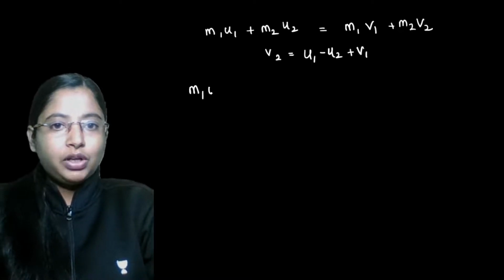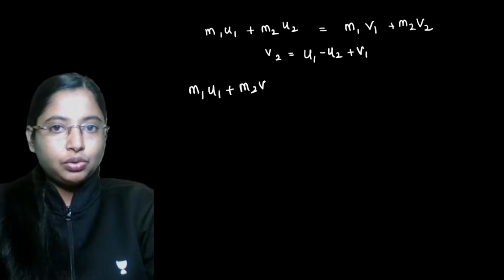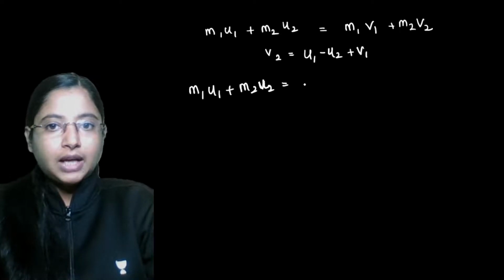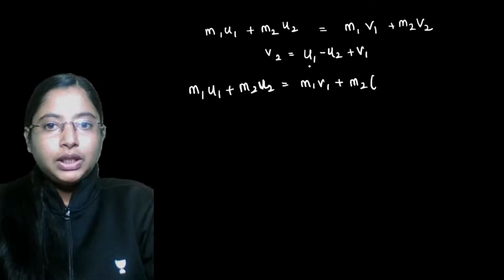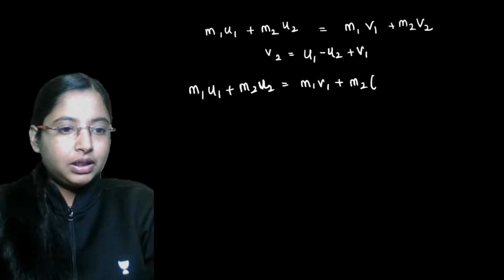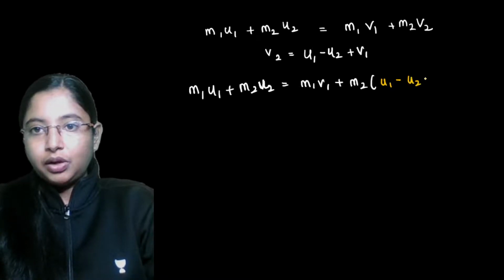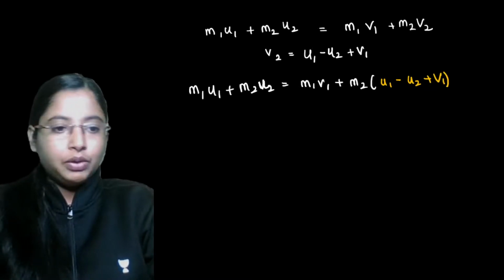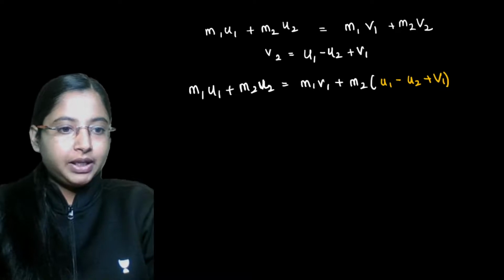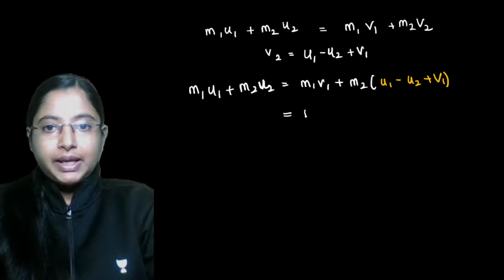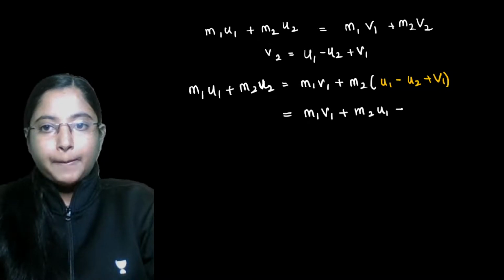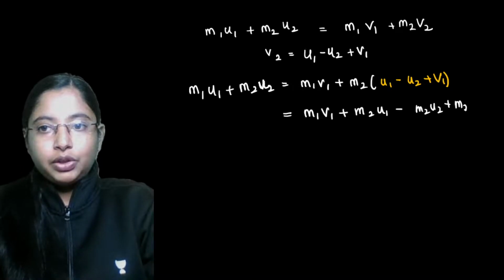So we have m1 u1 plus m2 u2 over here, which is actually equal to m1 v1 plus m2 into, instead of v2, substitute this term in the equation, that is u1 minus u2 plus v1. Now what you have to do is try expanding these terms. We will get m2 into u1 minus m2 into u2, plus m2 into v1.